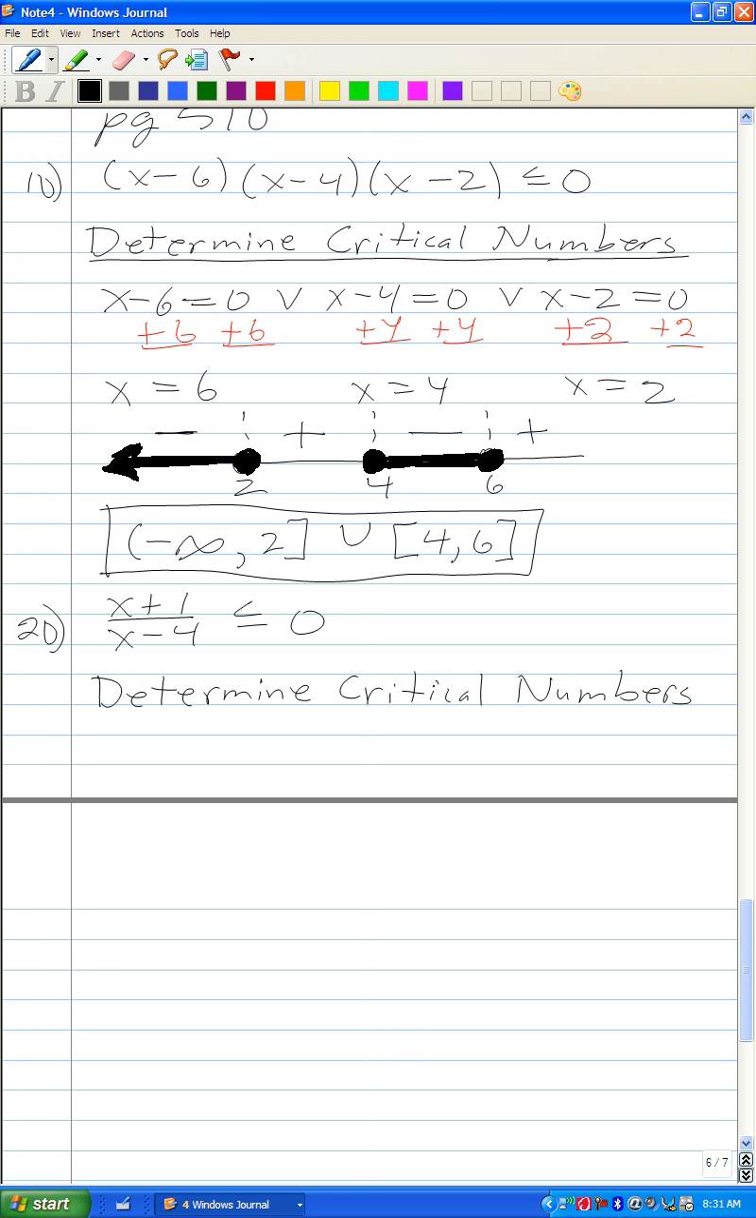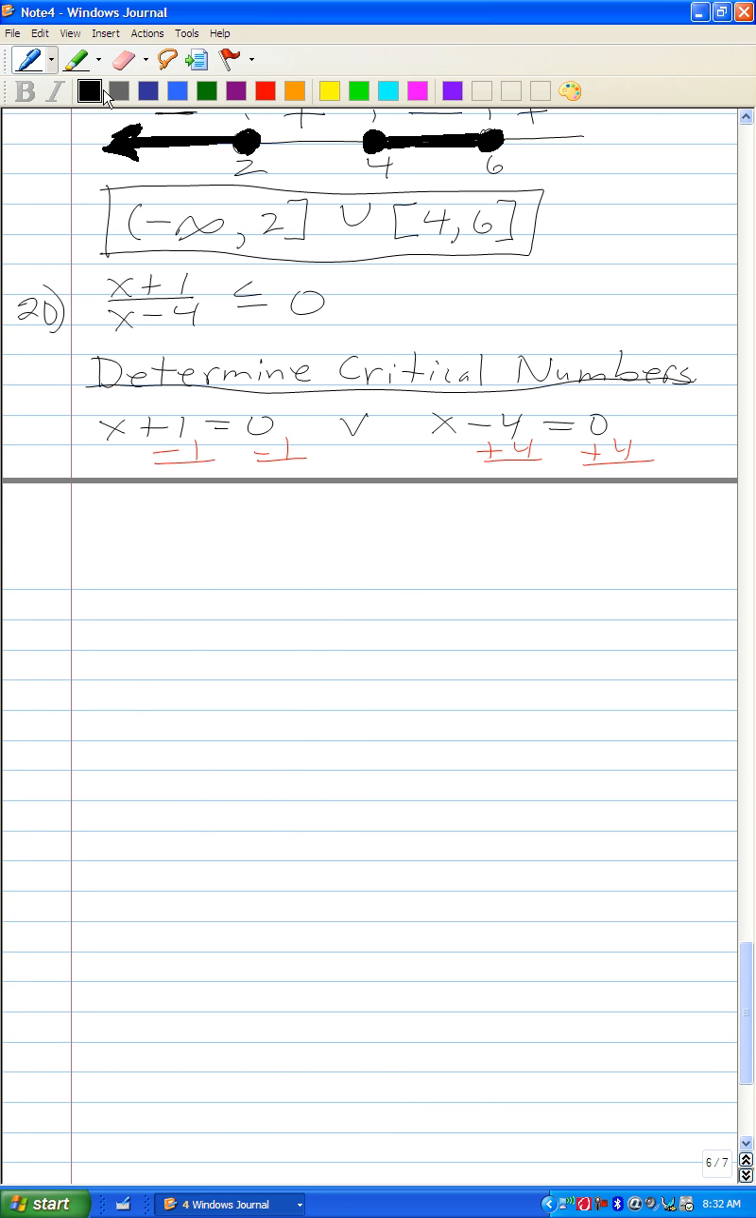I can determine my critical numbers by setting each factor to 0: x plus 1 equals 0, x minus 4 equals 0. Subtract 1 from both sides of your equation. Add 4 to both sides of your equation. And so I have x equals negative 1, x equals positive 4. Let me place those on my number line.